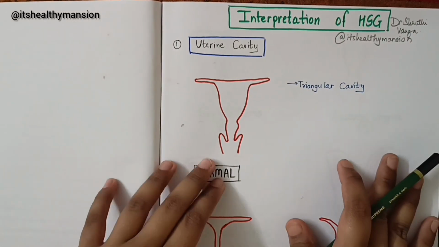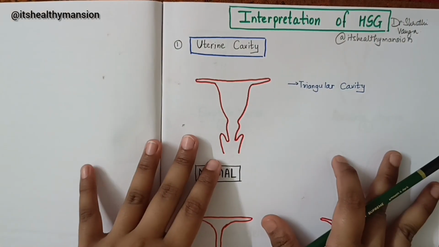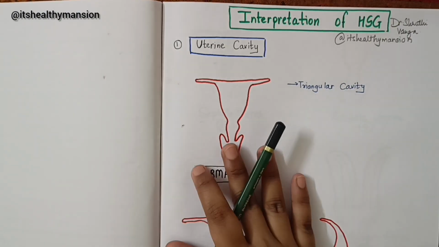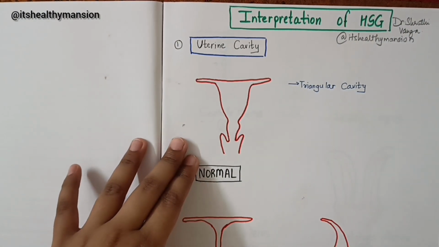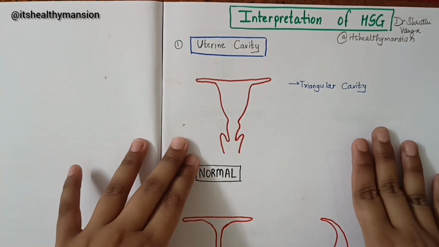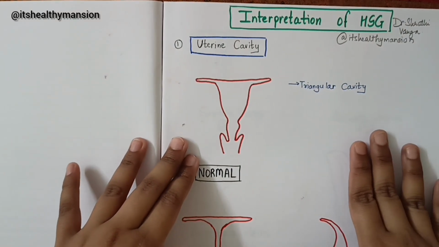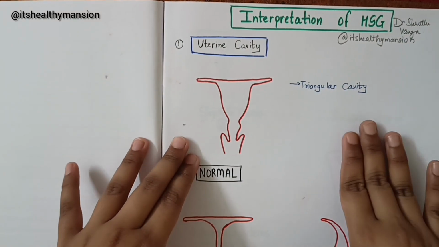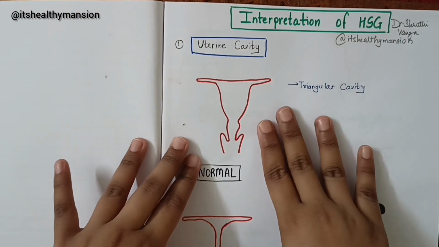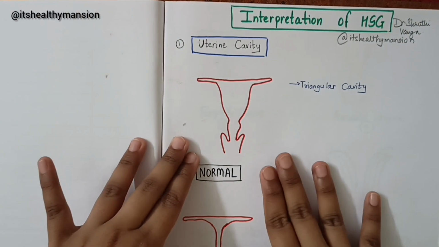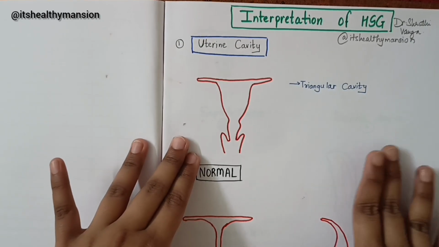So today we are going to see how to interpret a HSG. We are going to see how various abnormalities vary from normal to abnormal, because many students as well as many practitioners find it difficult to interpret the HSG. HSG is usually done to check any uterine abnormality or fallopian spillage abnormality in females.